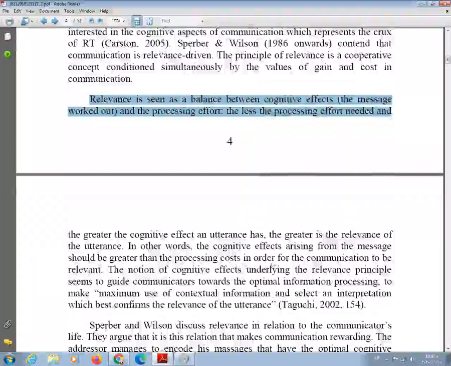And if I put effort in, I try to understand the text, and whatever I do, I can't arrive at the meaning, I will give up. Why? Because the cost, which is the effort I put in, is way bigger than the gain, the meaning I'm going to get, I'm going to understand. So if this balance doesn't exist, communication breaks and we stop communicating and so on.